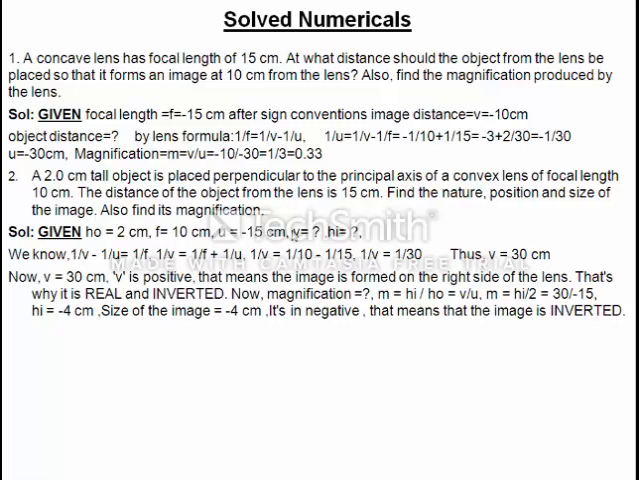If V is positive, then the image is formed on the right side of the lens. So if the image is forming on the right side of the lens, it is real and inverted. That's why it is real and inverted. Now what do we have to find?